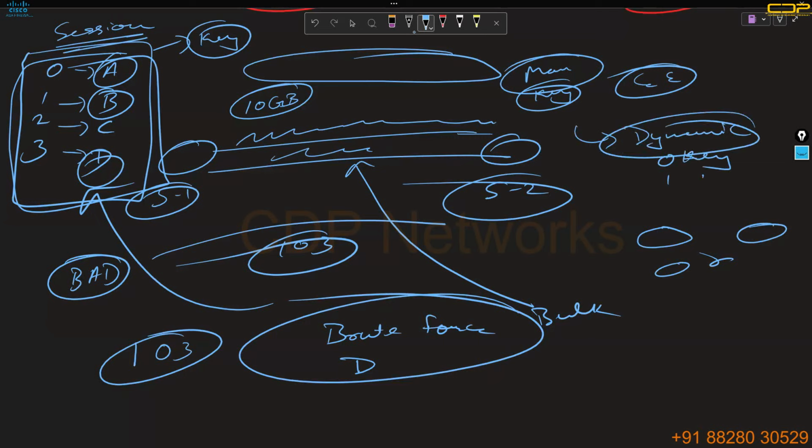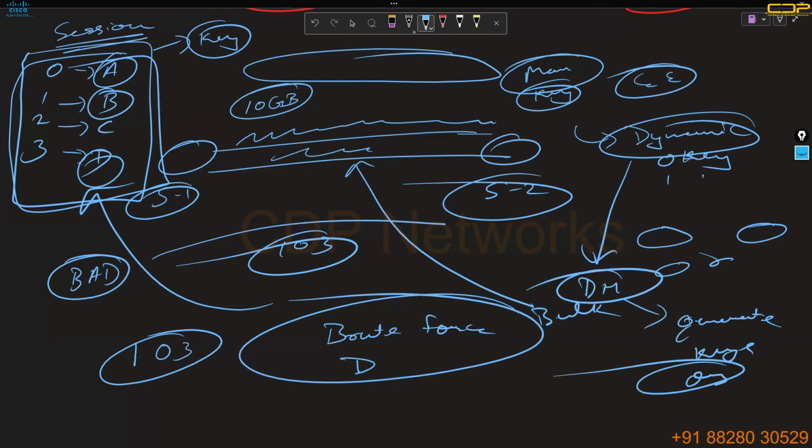That's why we generate keys dynamically. How do we usually generate keys dynamically? With the help of Diffie-Hellman. What will this Diffie-Hellman do? It will generate keys dynamically. It will generate keys after every 1 hour. We'll discuss the Diffie-Hellman concepts also. So these are the things that we are going to cover in our ASA course.